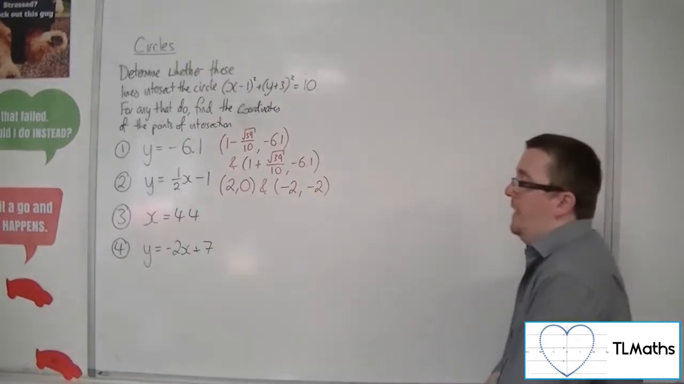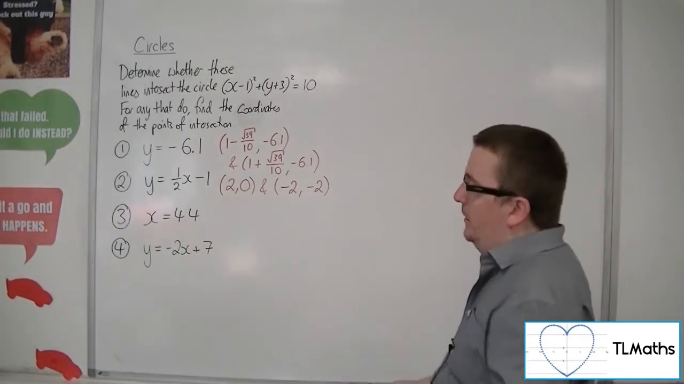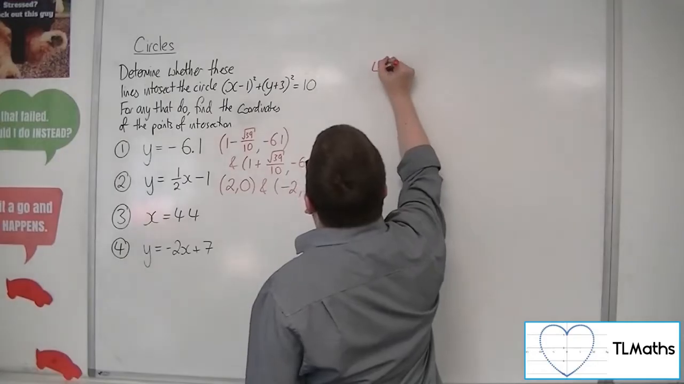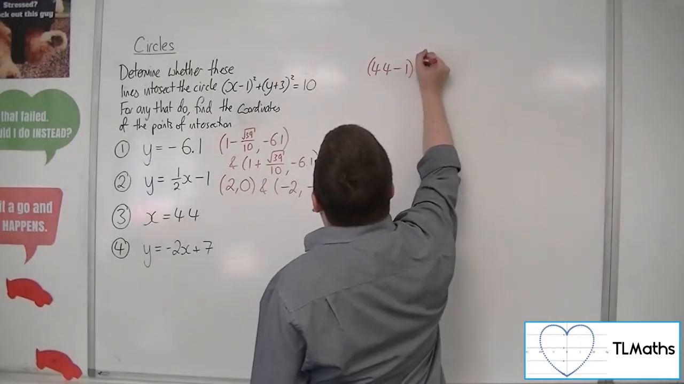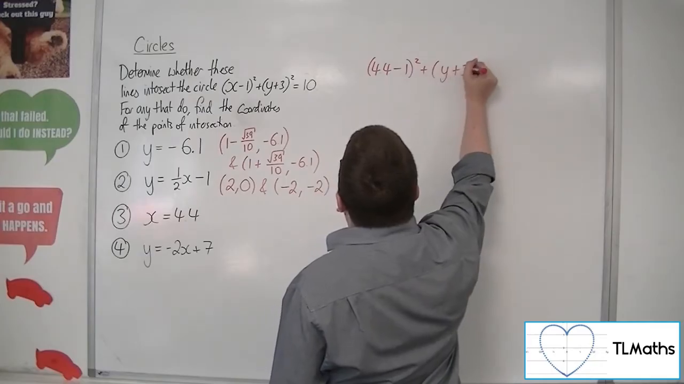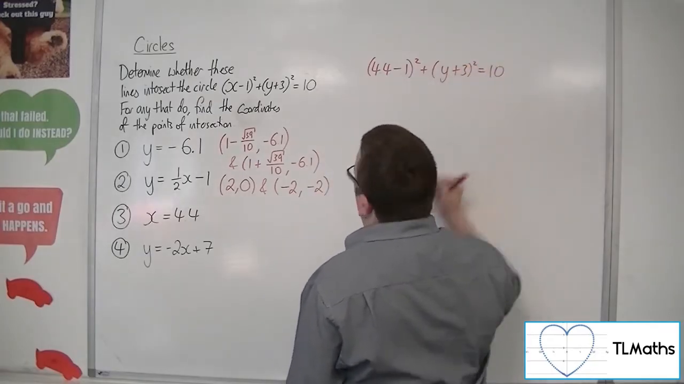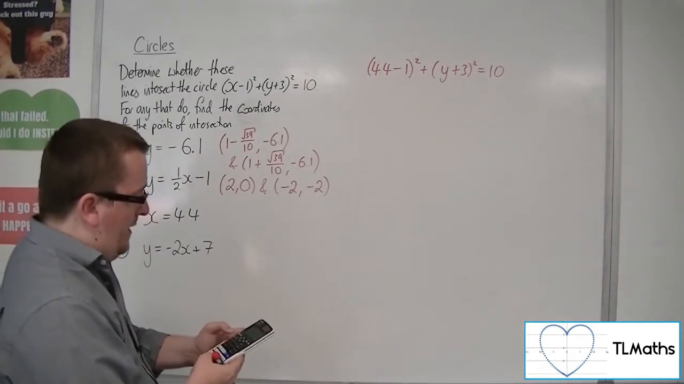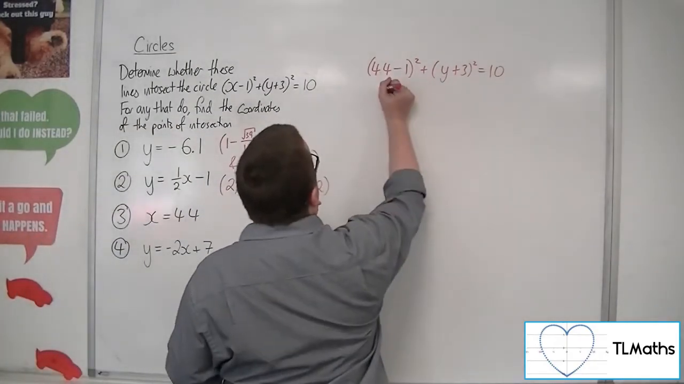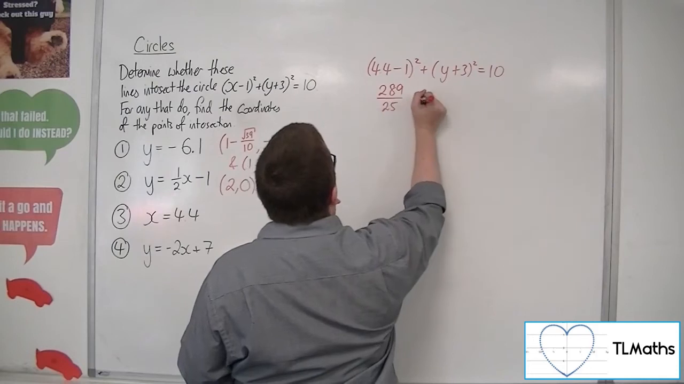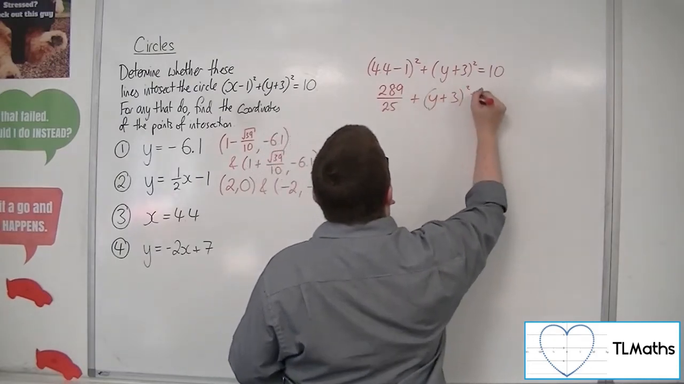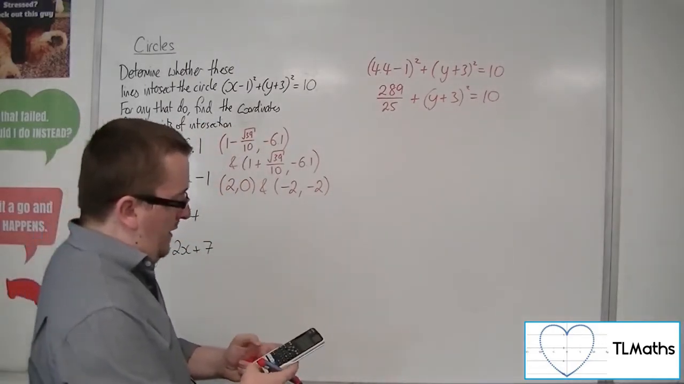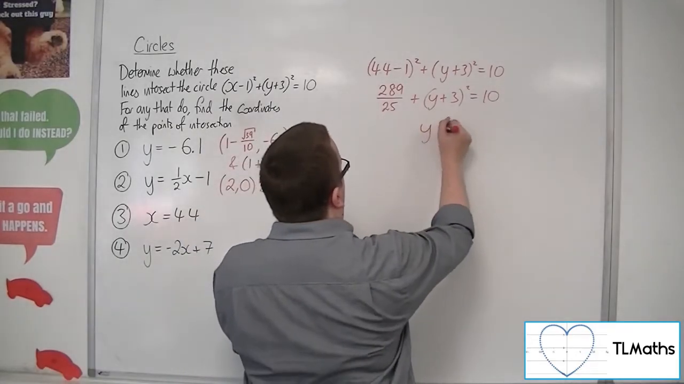Now let's have a look at number 3. x = 4.4. So that is a vertical line at x = 4.4. So substituting it straight in, we get (4.4 - 1)² + (y + 3)² = 10. So 4.4 take away 1, square that, so we get 289/25. Right, now if we subtract the 289/25 from both sides, 10 take away that is -39/25.